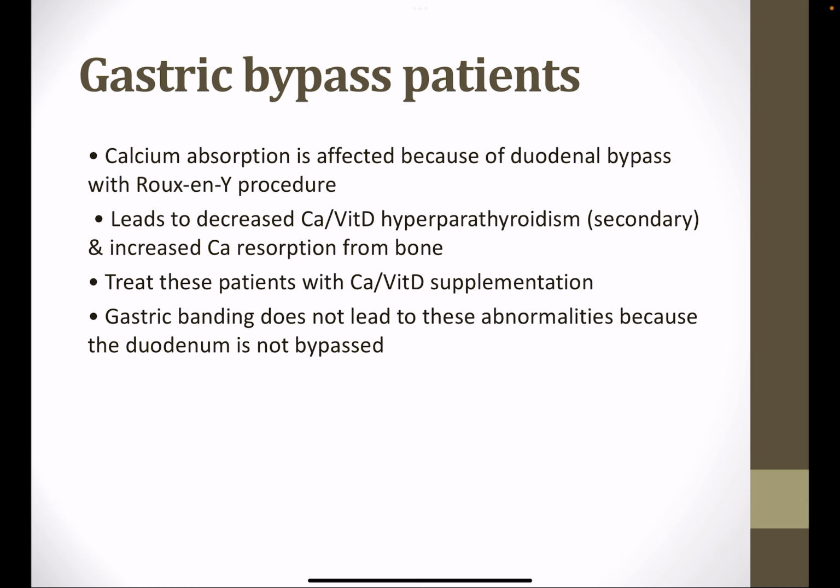Next is gastric bypass patient. Now, these are the patients who, in a Roux-en-Y gastric procedure, do not have duodenum. Duodenum is essential for absorption of calcium and vitamin D. So what happens in them, because of deficiency of calcium and vitamin D, which is not getting absorbed, these patients go into secondary hyperparathyroidism because of decreased calcium and vitamin D in blood.